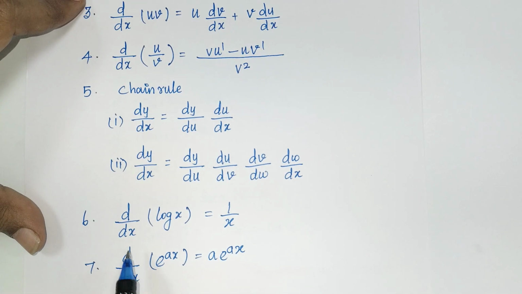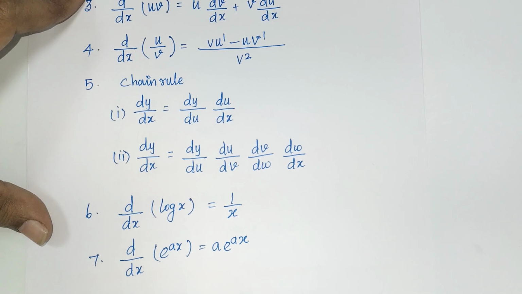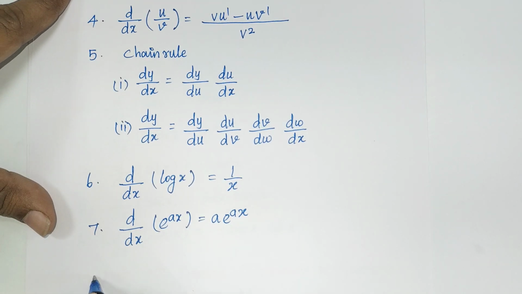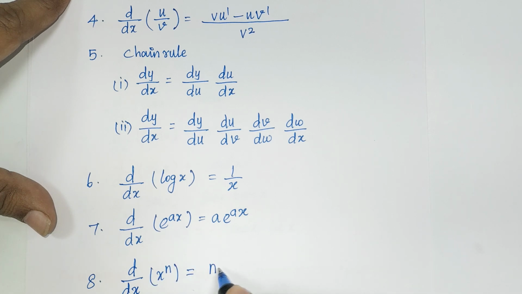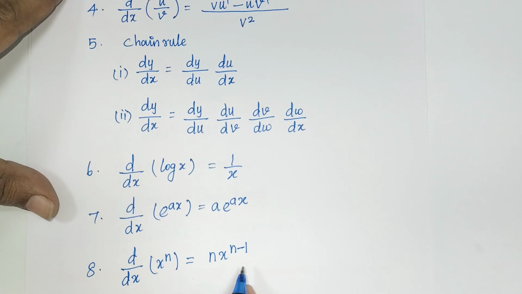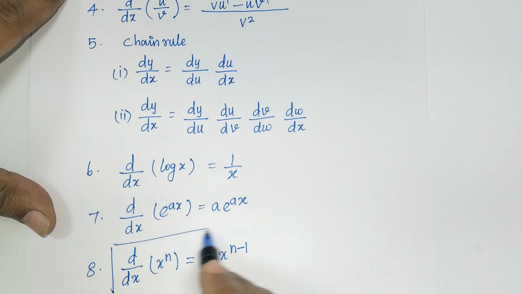So the basic ones: differentiation of log x with respect to x is 1 by x. And e power ax differentiation is a into e power ax. And here is one more basic differentiation formula, the very first one, x power n. How to differentiate x power n? n into x power n minus 1. This n we write as a product, and from this power n I subtract 1, giving n minus 1. Okay, this is the basic differentiation formula.